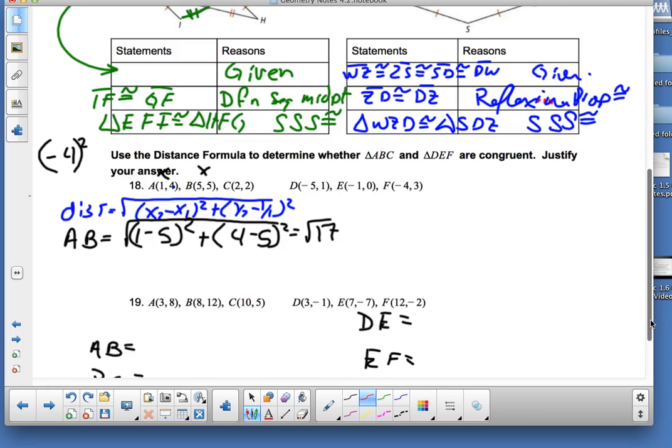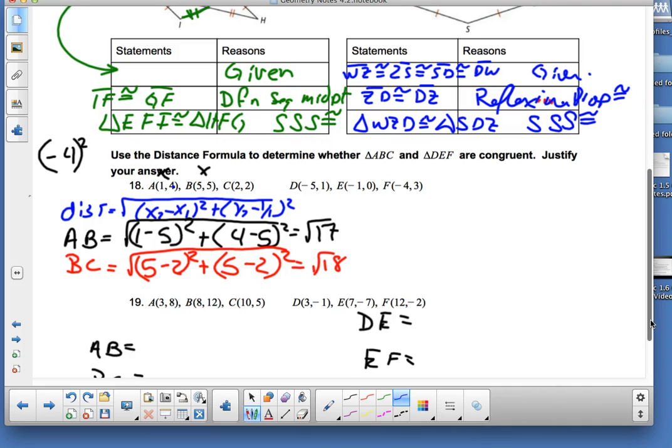Now, I've got to find the distance between B and C. B is 5, C is 2, and the Y's are 5 and 2 as well. So that's kind of fun, because I only have to do one of these, really. 5 minus 2 is 3, right? Square it, I get 9. Add it to itself, I get 18. So I got the square root of 18.